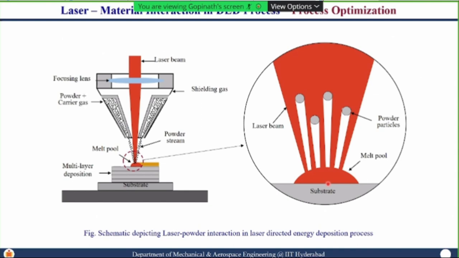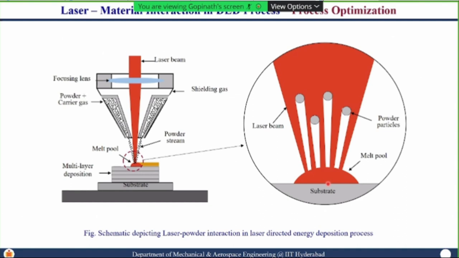Step two, you will switch on your laser. The moment you switch on the laser, you can see this particular zone where the laser and material are interacting, which essentially means the laser is getting absorbed in these powder particles and trying to heat them up. One important thing to understand is that this laser is not melting the powder in air. Typically, in the laser-directed energy deposition process, metal powder does not melt in air.